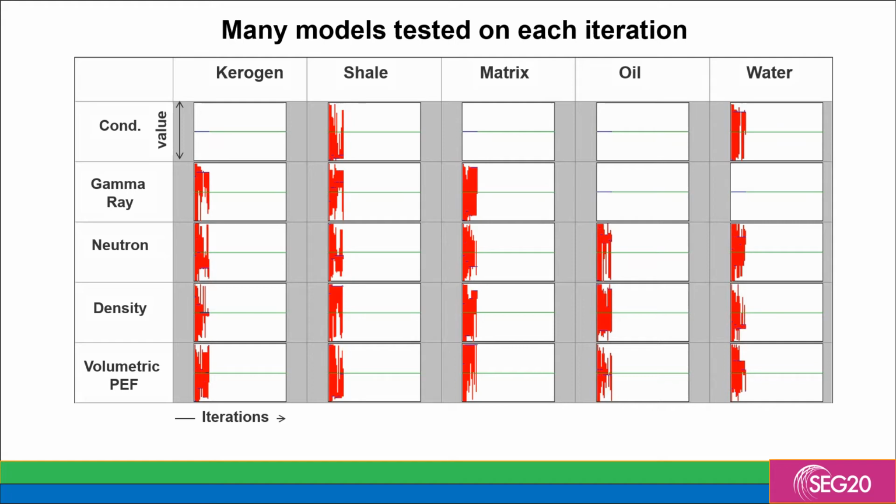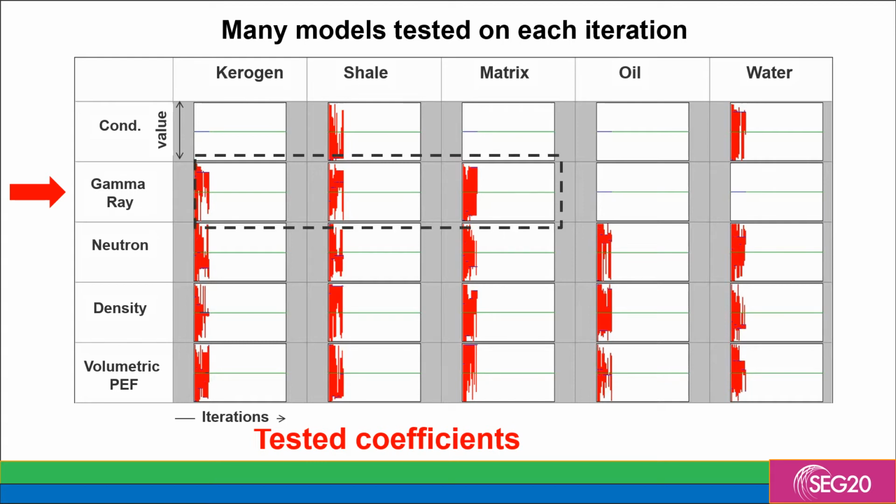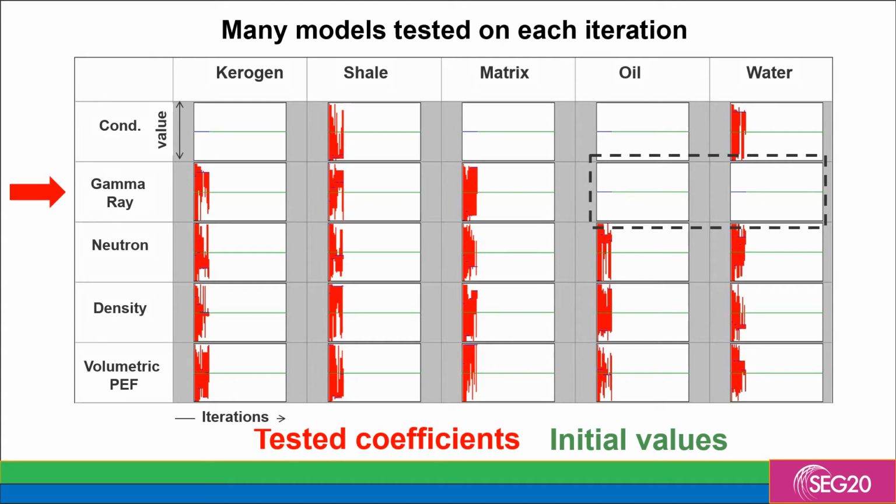What you see here is the matrix of coefficients for a given set of logs in the rows and constituents in the columns. The horizontal axis in each box is the iteration number, and the vertical axis is the value of the constant. If we pick a row in the matrix, for instance gamma ray, the red line in the different columns indicates the values of gamma ray tested for kerogen, shell, and matrix. The green line in each coefficient is the initial value. As you can see, we don't change the gamma ray values for oil and water. So let's start the video.